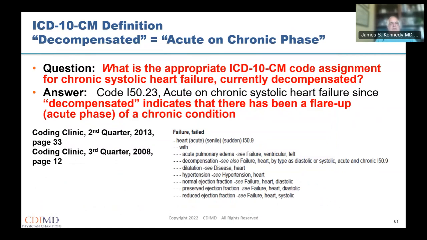The term decompensated means acute on chronic. In fact, the universal definition of heart failure likes the word decompensated as opposed to acute, because acute is really more of what is going on. In coding, we will actually let the term decompensated mean acute on chronic phase. So these are the type of terminologies, these are the type of definitions that I need to be familiar with, and you do too. So again, what is systolic heart failure? What is diastolic heart failure? What is acute heart failure? What is chronic? What is decompensated? And the like are going to be essential elements.